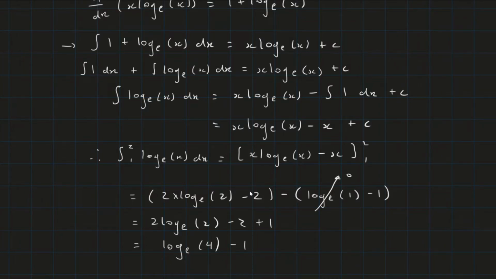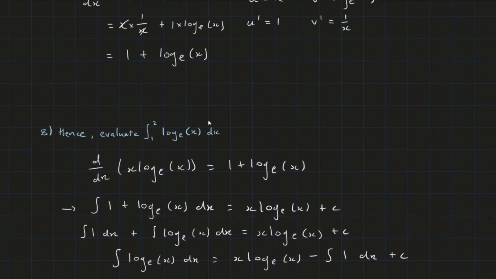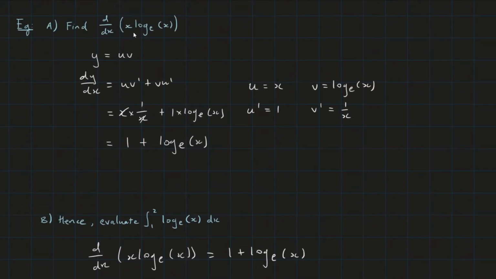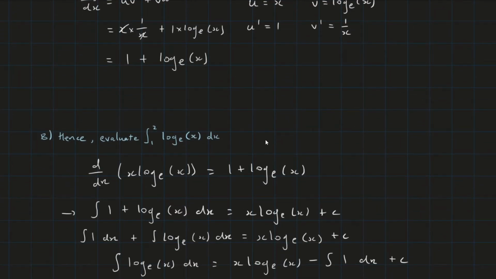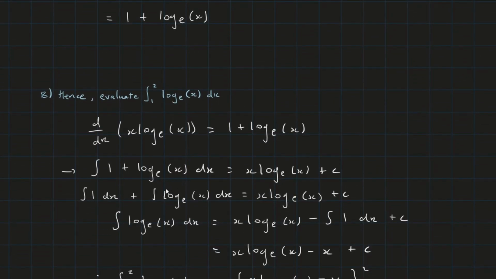And again, we use integration by recognition. We use the fact that the derivative of x log e x is equal to 1 plus log e of x. We swapped around the derivative to make it into an integral form, and we separated the integral to get the integral of log e x by itself.